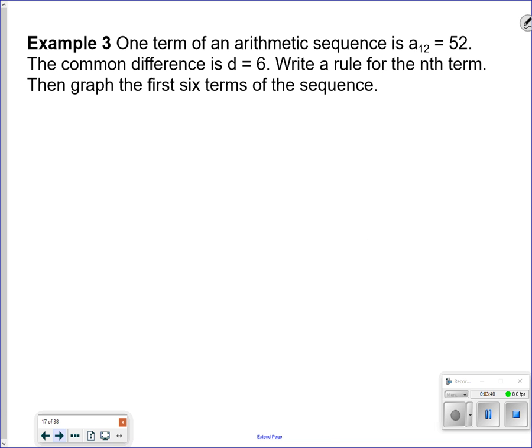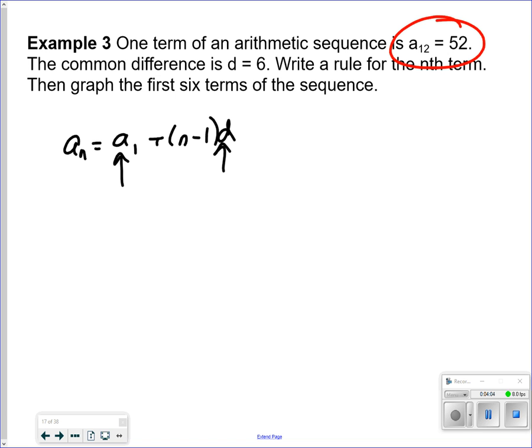One term in the arithmetic sequence is a sub 12 is 52. The common difference d is 16. Write the rule. If you remember right, I told you that the two things you need to know to write the rule are a sub 1 and d. Well, they didn't give me that. They gave me d, and then they gave me another term, not a sub 1. So that term, a sub 12 equaling 52, tells me that when I put 12 in for n, I get 52.